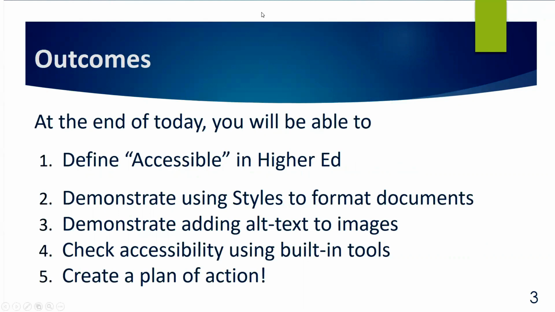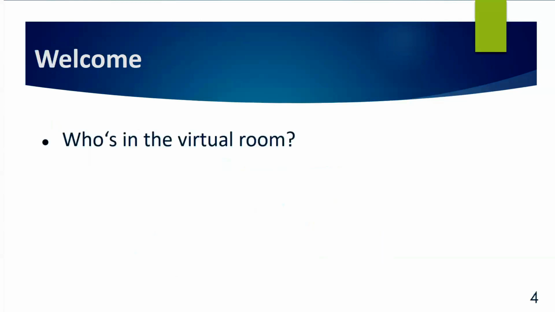So at the outcomes, we have to have outcomes. So at the end of today, you'll be able to define accessible in higher ed and what we mean by that, why it's important. You're going to be able to demonstrate using styles to format your documents, and you're going to be able to demonstrate adding alternative text to your images. You're going to be able to check accessibility using built-in tools, and then again, you will have created a plan of action. So who's in the room?